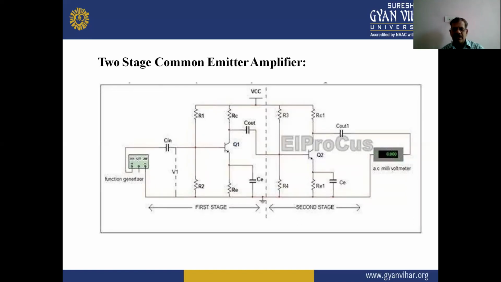The first stage is coupled to the second stage, and there are also two biasing resistances R3 and R4 in the second stage. There is also a bypass capacitor and an emitter resistance across the emitter, and we can measure the output at the collector of the second stage transistor. So that is the circuit diagram of the two-stage common emitter amplifier. In this also, the emitter is common between the input and output side of this circuit diagram.